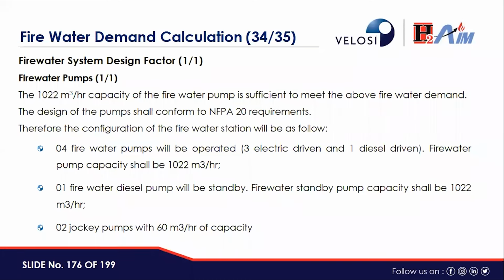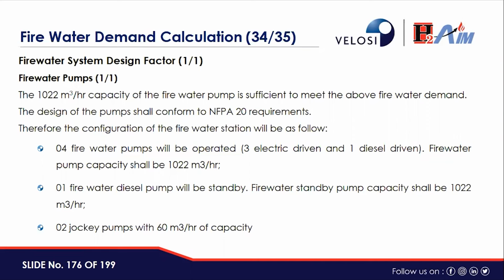Now fire water pumps. The 1,022 cubic meter per hour capacity of fire water pump is sufficient to meet the above fire water demand. The design of the pump shall conform to NFPA 20 requirements. Therefore, the configuration of the fire water station will be as follows. 4 fire water pumps will be operated, 3 electric driven and 1 diesel driven. Fire water pump capacity shall be 1,022 cubic meter per hour. 1 fire water diesel pump will be standby. Fire water standby pump capacity shall be similar.